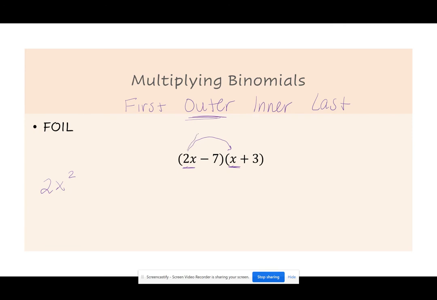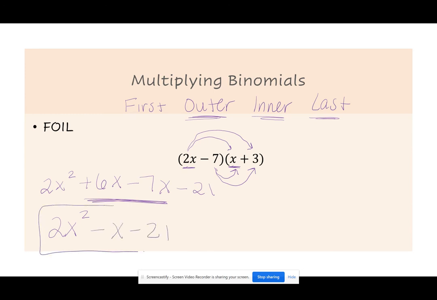Then our outer 2 terms. So this 2x times 3 gives us plus 6x. Then our inner 2 terms is this negative 7 times x is negative 7x. And then our last 2 terms is negative 7 times 3 gives us negative 21. And your last step is to combine your like terms, which are in the middle right here. So we get 2x squared. 6x minus 7x is minus 1x minus 21. So this would be our final answer here.